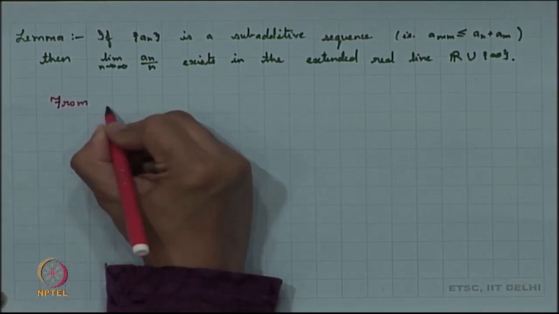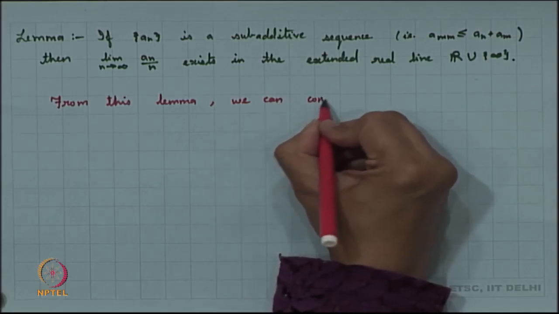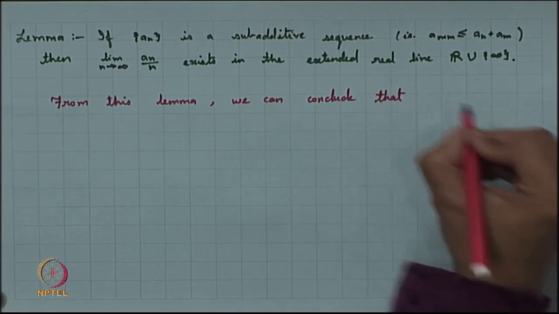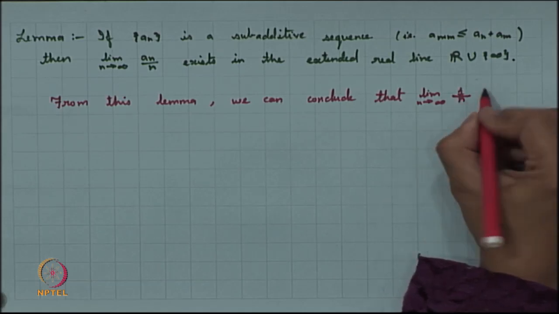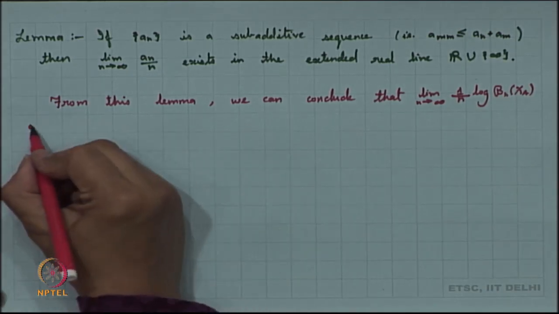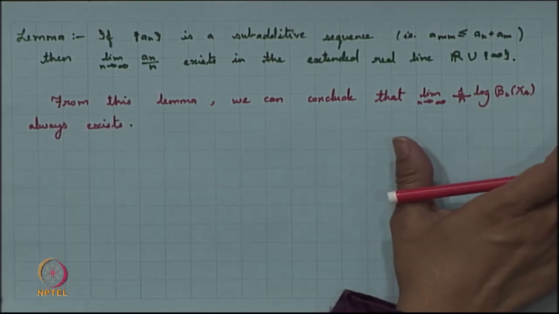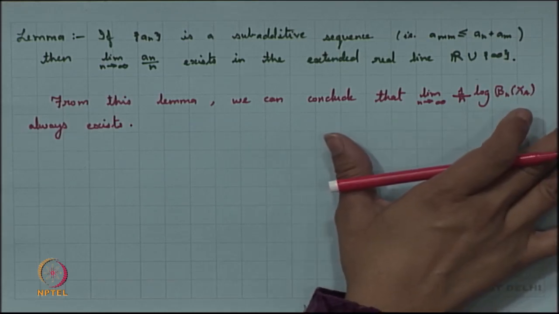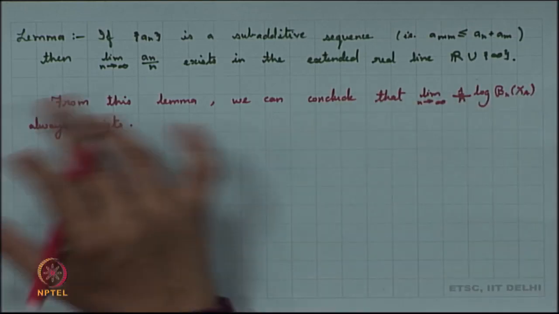Now, from this lemma, we can conclude that the limit as n tends to infinity of 1 upon n log of b n x a will always exist. It could be infinite, we are not sure about that, but we know that this limit would always exist. And since this limit would always exist, we can always define a topological entropy for the subshift of finite type. Now, what exactly does this topological entropy of a subshift of finite type turn out to be?